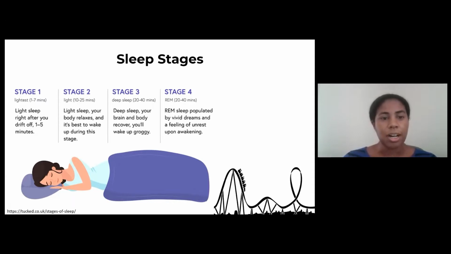Your body relaxes, your body temperature drops, and your heart rate also starts to slow. If you were to wake up during this stage, that would probably be the best stage to wake up during, and you would feel the best. Now, stage 3 is considered deep sleep, also termed slow wave sleep. During this stage, your brain and body are undergoing recovery. Your muscles relax, your blood pressure and breathing rate drop as well. If you were to be woken up during this stage, you would feel really, really groggy.